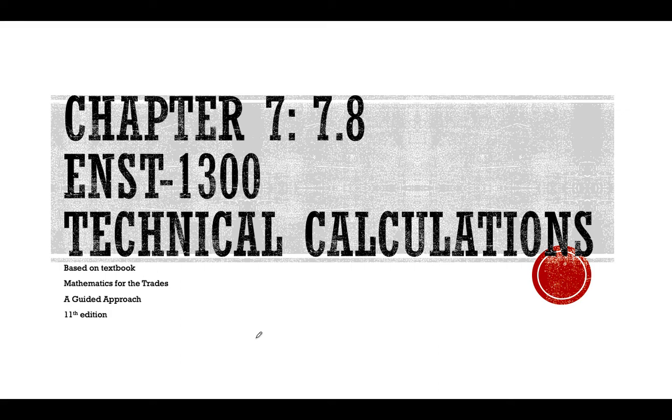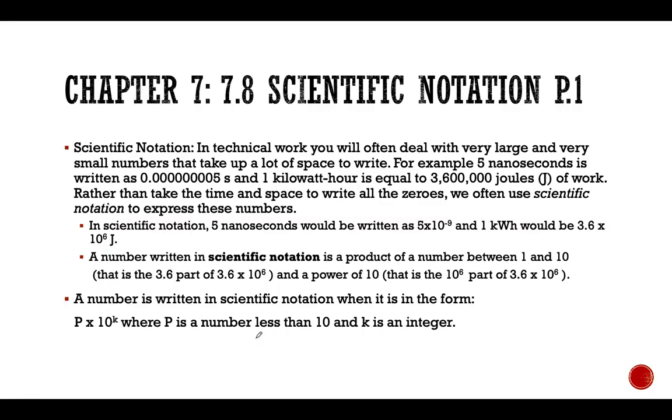Section 7.8 in Chapter 7 is the last section, and we're going to be covering scientific notation. In technical work, you will often deal with very large and very small numbers that take up a lot of space to write. 5 nanoseconds is written as 0.00000005 seconds, and 1 kilowatt hour is equal to 3,600,000 joules of work. So rather than take up all that space to write all the zeros, we can use a shorthand, scientific notation, to express those numbers.